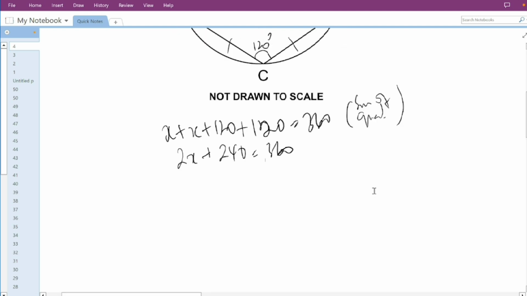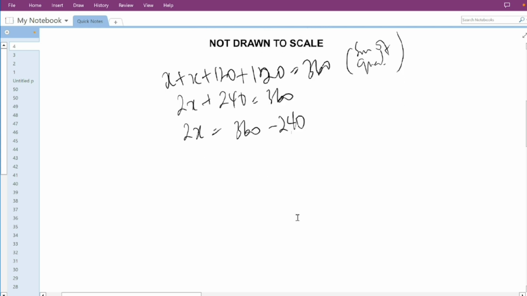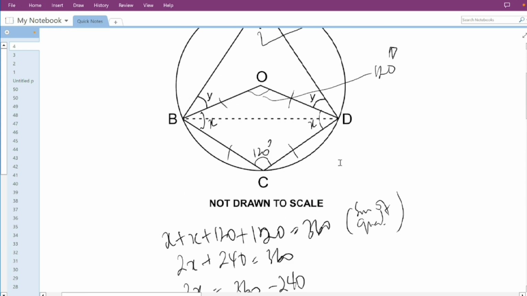Since we're looking for x, we take out 240. You have 2x equals 360 plus 240 crosses the equals sign, it turns to minus 240. So we have 2x equals 360 minus 240, which gives us 120. Since we're looking for x, we divide both sides by 2. Our x equals 60 degrees. So we know this total angle is 60 degrees.